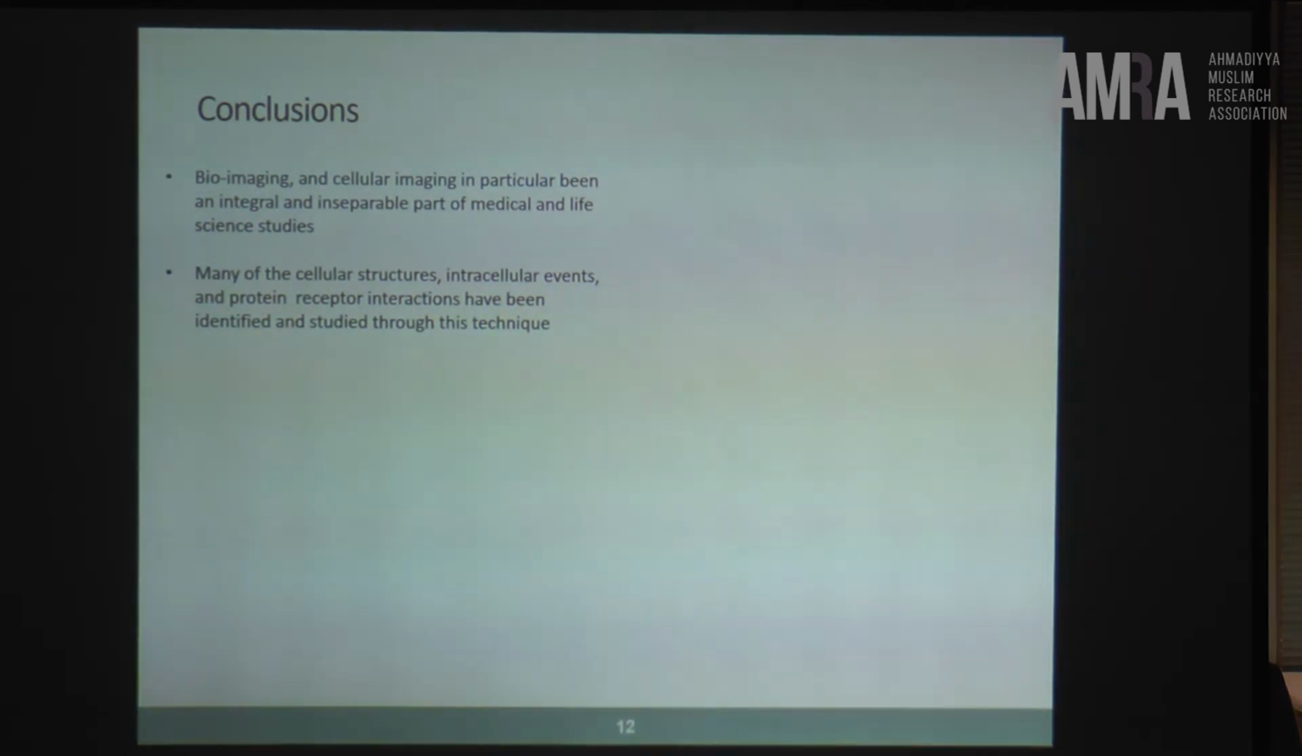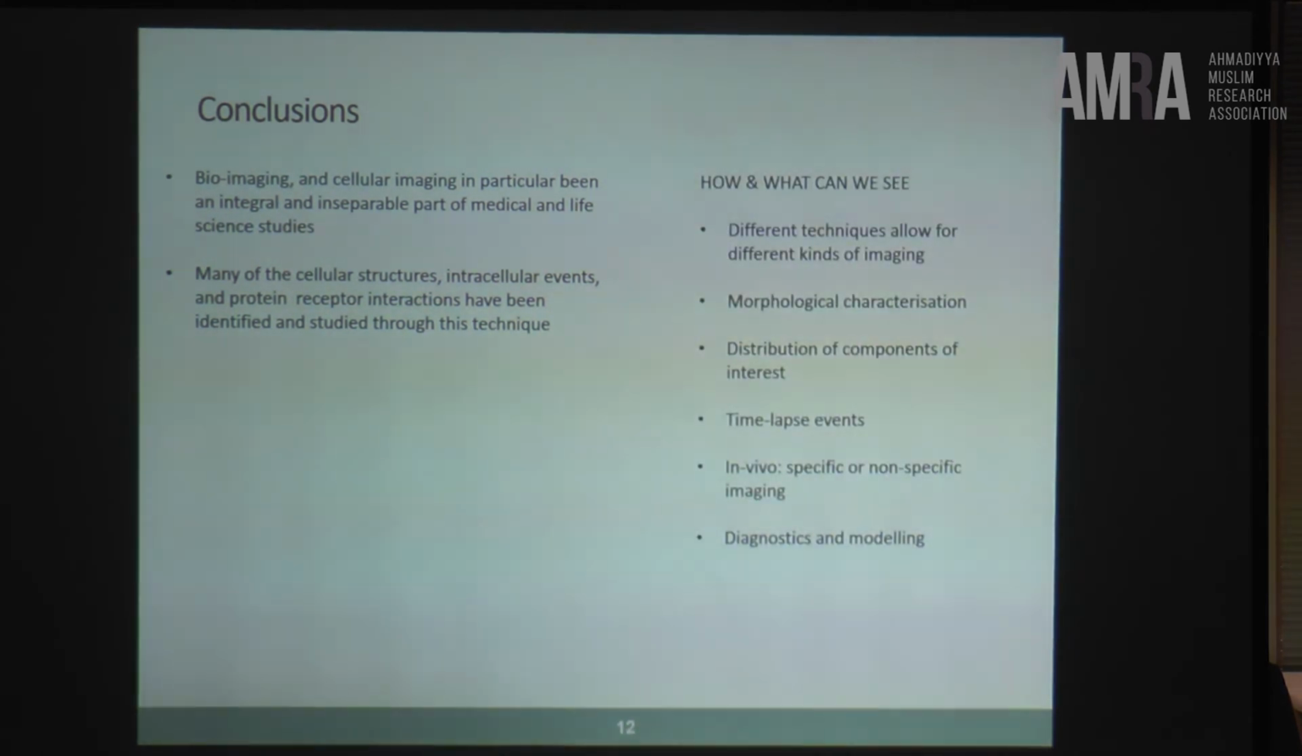And many of the cellular structures that we have, you can look at intracellular events, you can look at interactions between different parts of the cells, and it's allowed us to gain knowledge of biological processes at that microscopic level. So, what can we see? Well, we've been able to look at different kinds of techniques, and they allow you to have either a morphological characterization, a compositional characterization, look at time-lapse events, look at interactions, look at specific or non-specific imaging, and finally be able to look at diagnostics and be able to model a system on the basis of that.